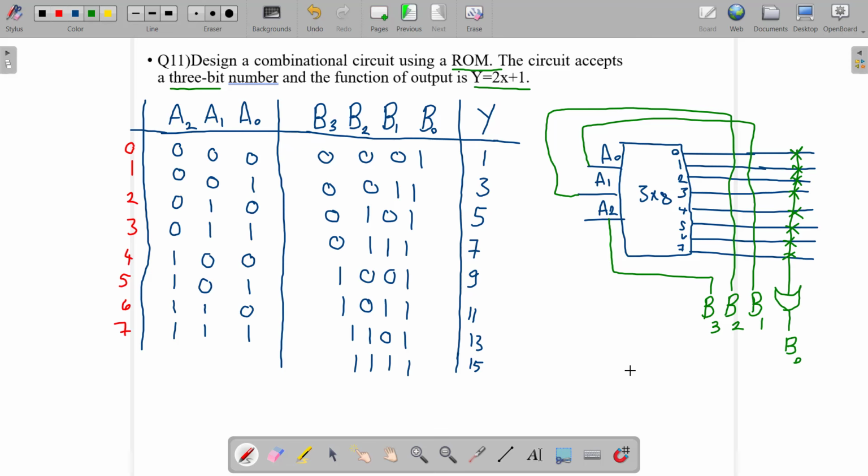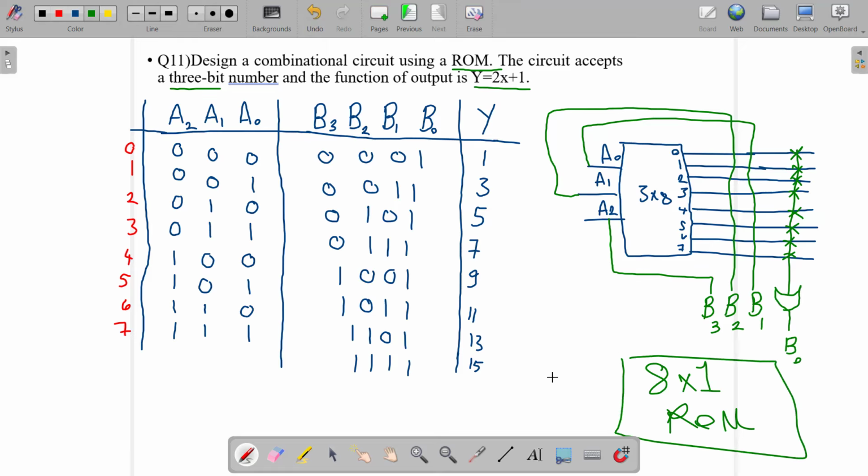We could design the ROM, okay, and the ROM is the 8 by 1 ROM. In this form we can produce these combinational circuits.